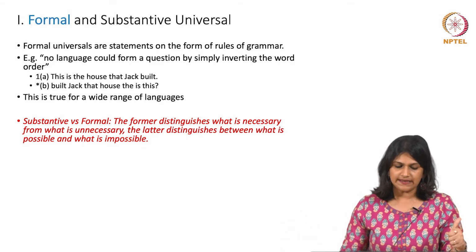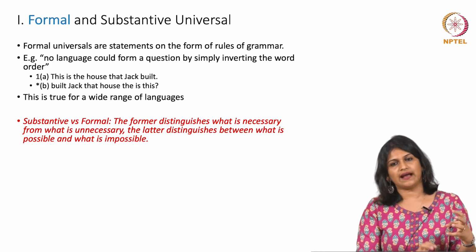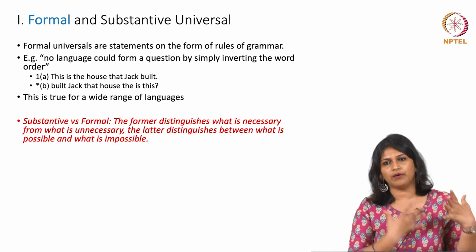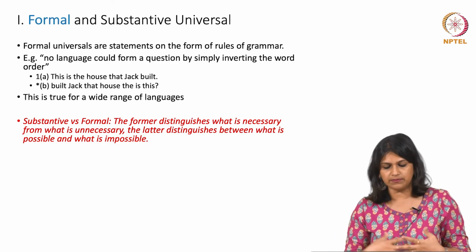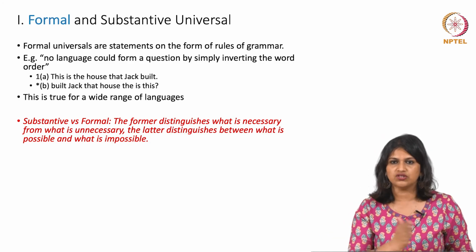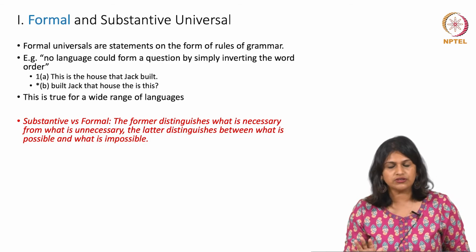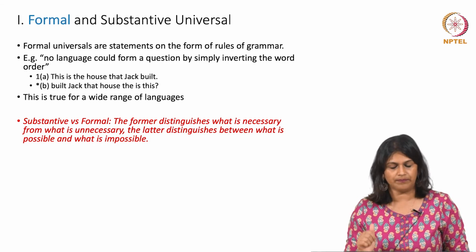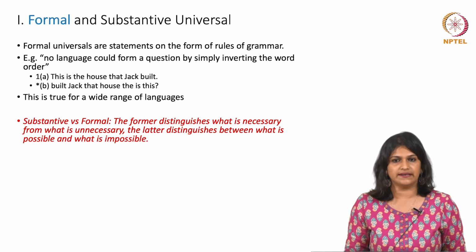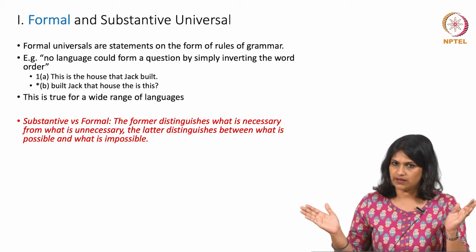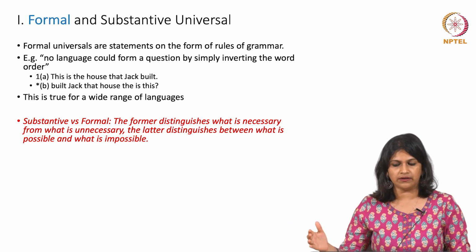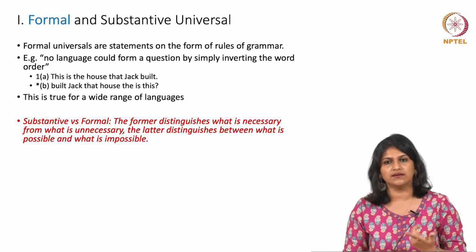So, when it is substantive, it will tell you whether a language needs something or not, whether something is necessary or unnecessary. If you have possible ones or the impossible ones, the possible and impossible would be under the formal category. Let us say when you change the word order, it is not possible for most of the languages for it to be considered as a question or an interrogative sentence. To frame a question, you just can't do it like that. You start it from the right hand side, or you just invert the word order and the sentence is going to be a question.